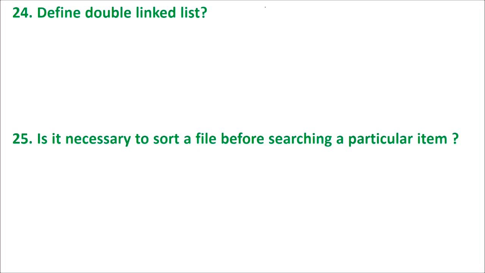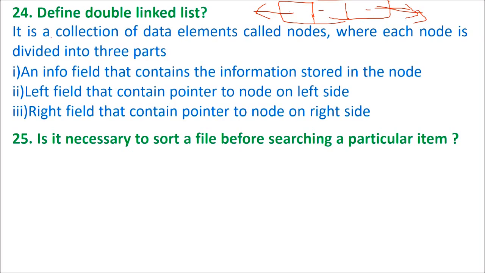Define double linked list. What is a double linked list? You have a node in a linked list. One is data, one is your address to the next pointer, the next node. Now, if you can have another partition here, and this can contain the address of the previous node, then this node knows which is the next one, which is the previous one. So it is a collection of data elements which are called nodes, where each node is divided into three parts. First is the information field that contains the information stored in the data, the left field that contains the pointer to the left side, and the right field that contains the pointer to the right side.